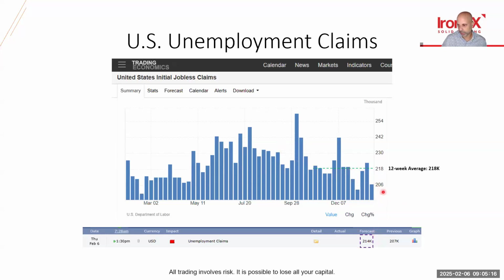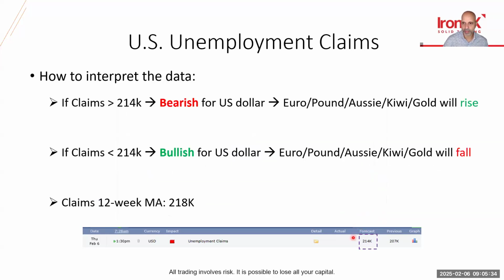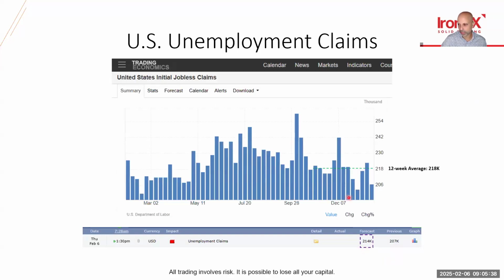So last week's reading came in at 207,000, well below the 12-week average of 218,000. And the forecast for this week sits at 214,000, a slight uptick from last week's result. Nevertheless, it still sits below the 12-week average. So should we see claims come in lower than the forecast once again, showing a continued downward trend, this could likely function as a bullish catalyst for the US dollar.